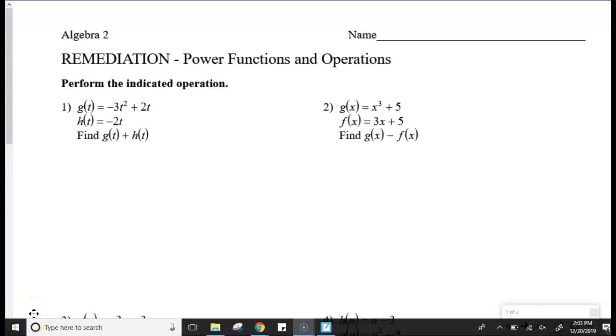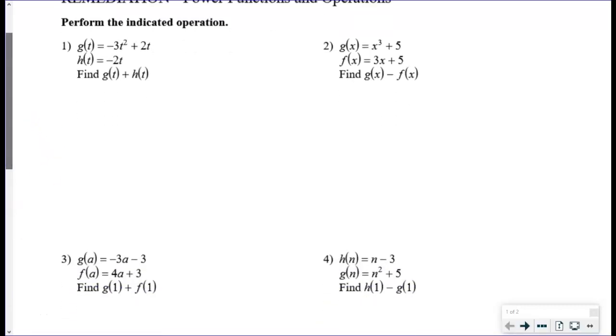So this is the remediation video for power functions and operations, which is a lot like poly operations, but the notation can be a little confusing. So make sure you're watching the right one. In order to complete this, or to earn a retake, you have to complete this remediation page. So we're going to go over a few examples, especially the ones that I think troubled y'all the most.